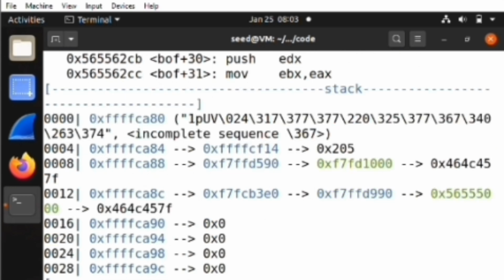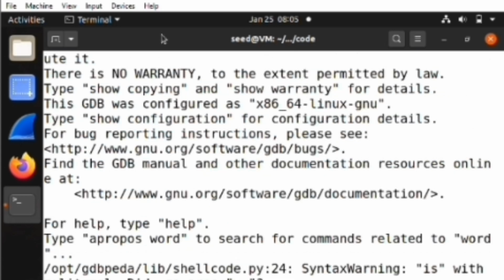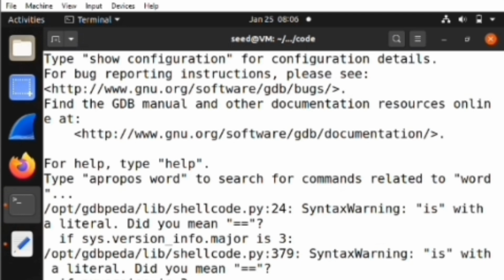To understand how buffer overflow actually works internally, we need to understand how memory is organized in a running program, where memory is divided into segments such as code segment, data segment, heap, and stack. Buffer overflow usually targets either the stack or the heap.